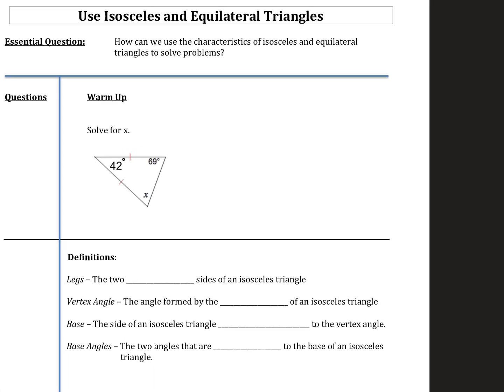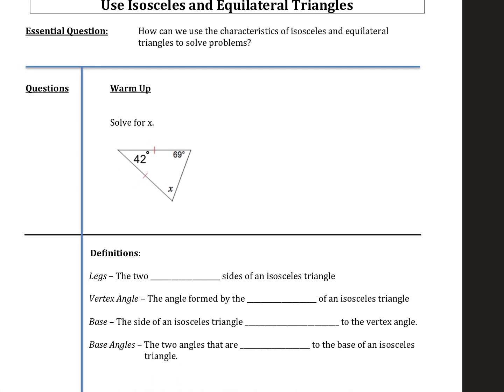All right, so we have a warm-up here. It says solve for x. We have a special type of triangle here, but what do we know about the interior angles of a triangle? They all add up to what? Yeah, they all add up to 180. So why don't you go ahead and see if you can solve for x.